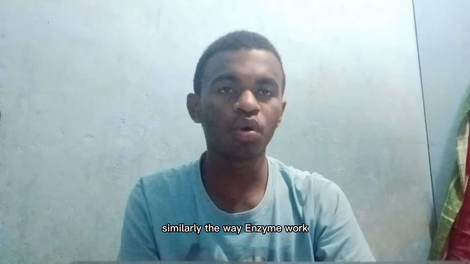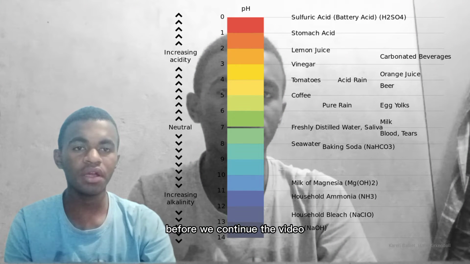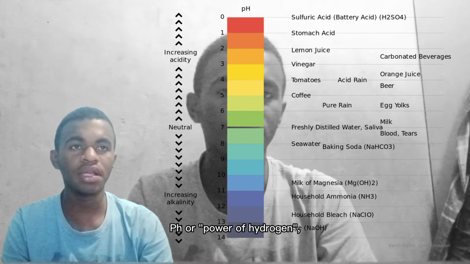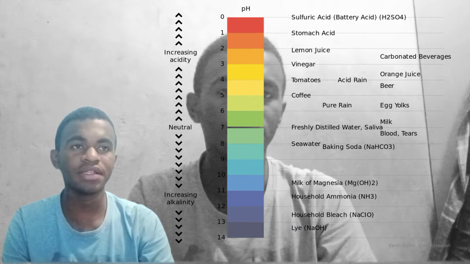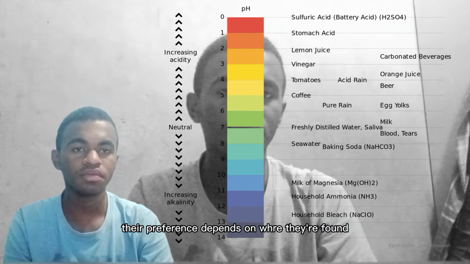Similarly, enzymes can only function in certain pH range. Before we continue the video, we have to know what is a pH. pH or power of hydrogen is a scale used to specify the acidity or basicity of an aqueous solution.